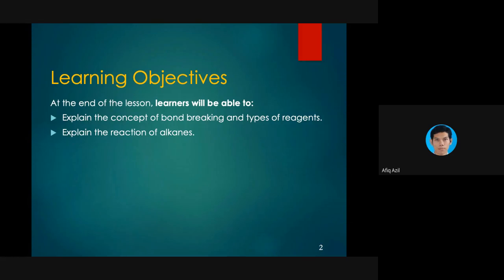So the objective for this unit is that you should be able to explain the concept of bond breaking and also the types of reagent that are needed for the reaction to occur. Then we will see the reactions of alkanes and also the mechanism of the free radical substitution reactions.